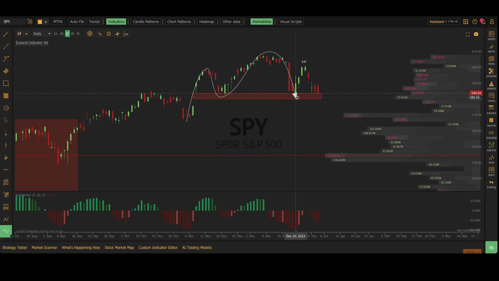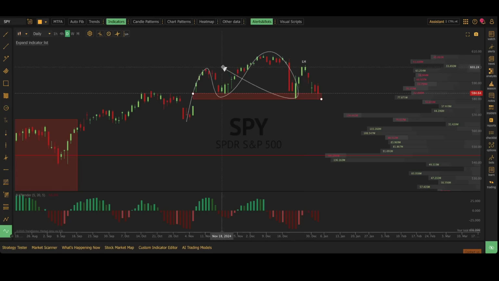When we see this pullback, we know that because the weekly is red, we're not going to make a higher high in most cases, about 80% of the time. Instead, we're probably going to make a lower high. And you can see we marked our chart with LH, which is lower high.